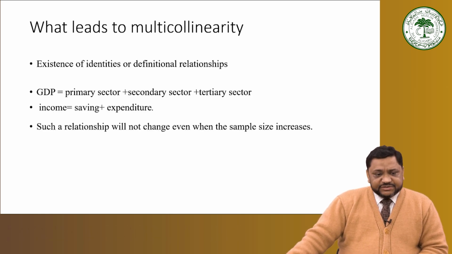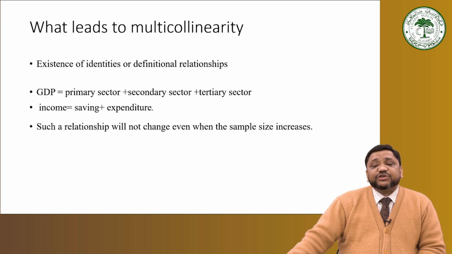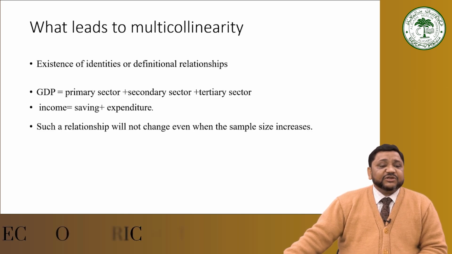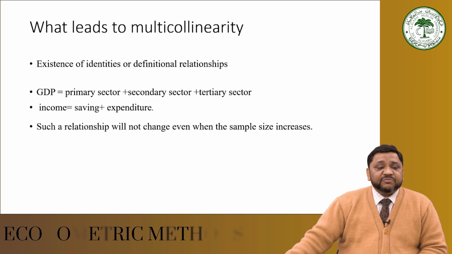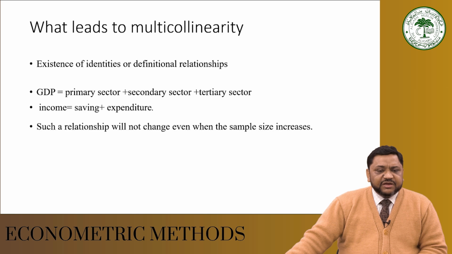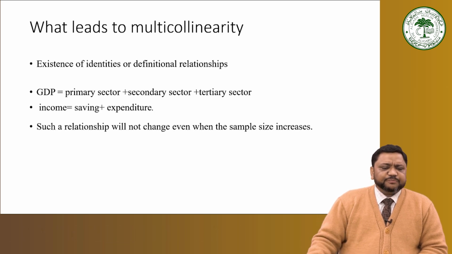Now identities, existence of identities. See, there may be some relationship among the variables which may be due to the definition of the variable or any identity relationship among them. Like take an example, GDP is equal to primary sector plus secondary sector plus tertiary sector. This is an identity. There will be a relationship between the explanatory variables. Such a relationship will not change even if you increase the sample size. Increasing the sample size is one of the solutions to the problem of multicollinearity. We will see that.